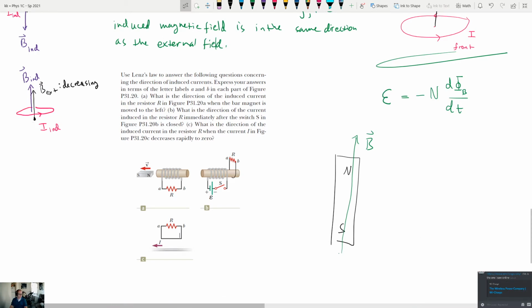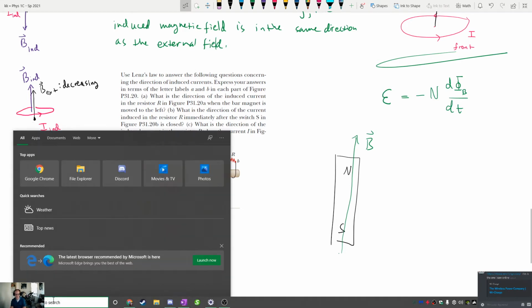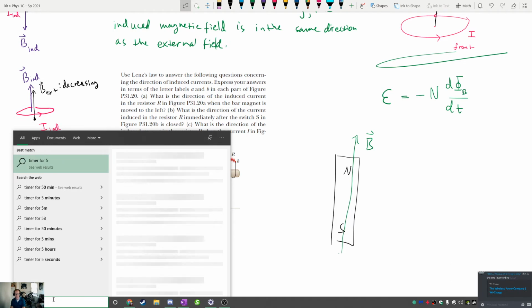What time is it right now? It is 4:13. So at about 4:18, I will start again. We'll do 6 minutes. I don't know how long it's going to take you.